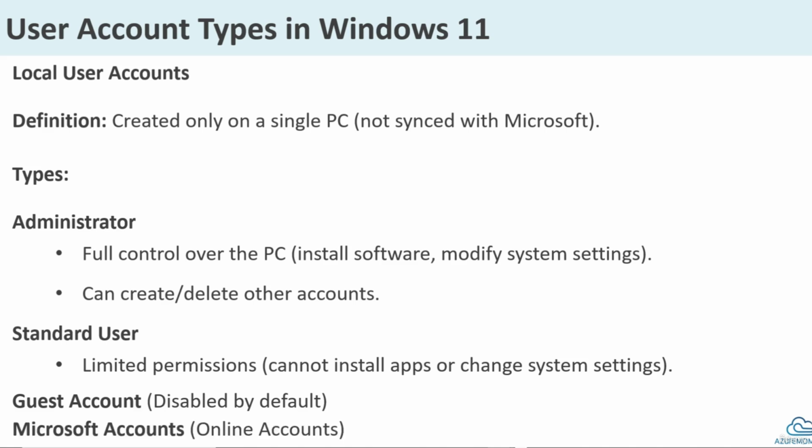Now, Microsoft accounts. That is the online account. This account connects to Microsoft cloud services, synchronizing your settings across devices. It is different from local accounts because it uses your email address to log in. It can access OneDrive and the Microsoft Store. It can synchronize preferences between PCs. It offers better security features like PIN. It is required for some Windows features, but some users prefer a local account for more privacy.